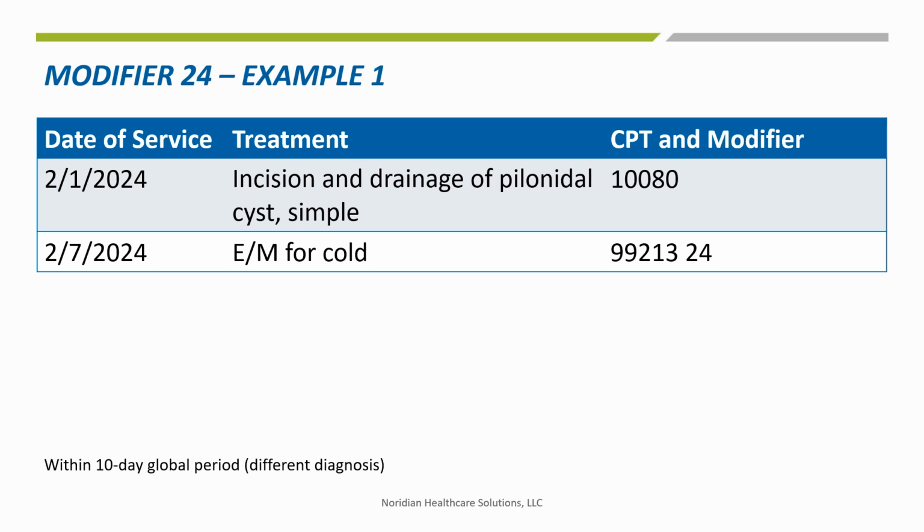Here is an example of a patient that went in for an incision and drainage of a simple cyst on February 1, and this procedure has a 10-day global period. Then 6 days later, had an appointment for a cold. Since it is non-related, a modifier 24 needs to be added to that visit and both will pay. Without modifier 24, the February 7 visit will deny as billed during the global period, even though the diagnosis might be different.